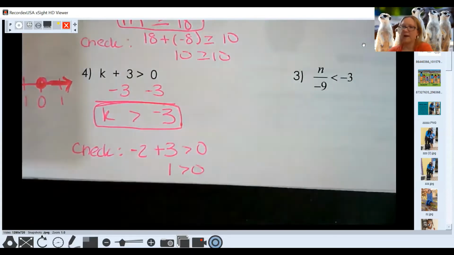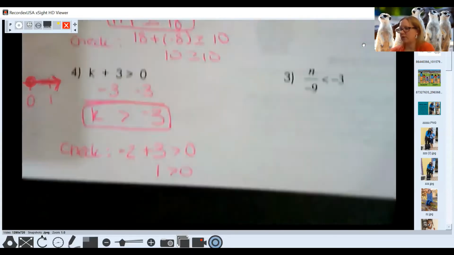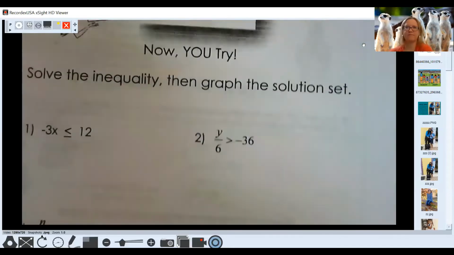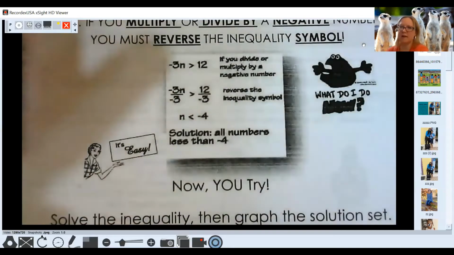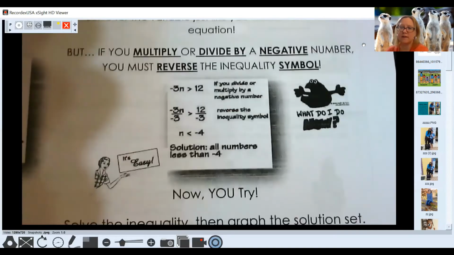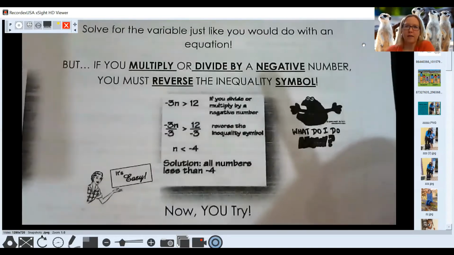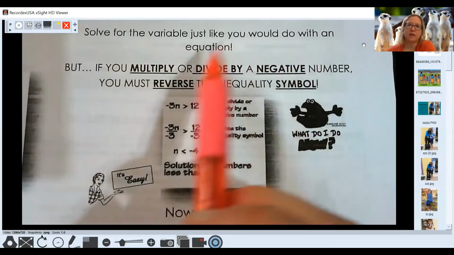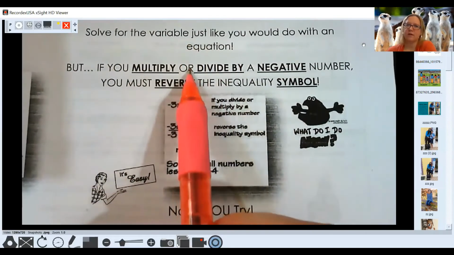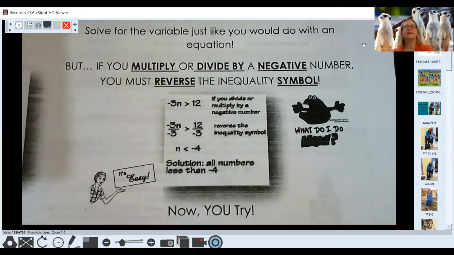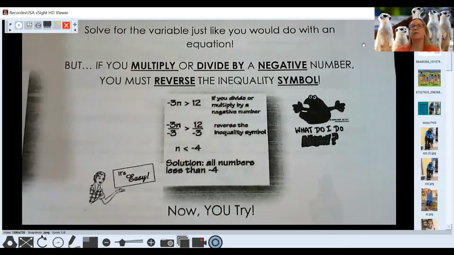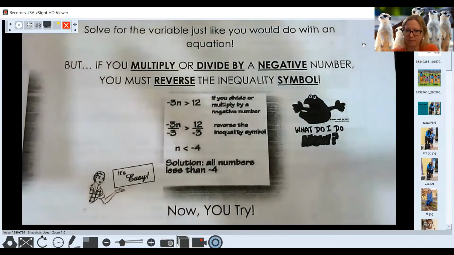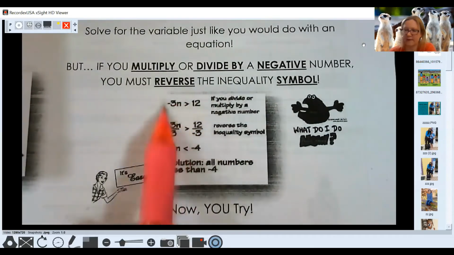Okay, all right, now we're going to make the switch on over to multiplication and division. Okay, so there's a significant difference here, and it's important that you guys remember that, first of all, you still solve the variable just like you would with an equation. However, the difference with this is anytime you multiply or divide both sides of the inequality by a negative number, you have to reverse or flip the inequality symbol. All right, so let's take a look at the example that's on your MSG page already.